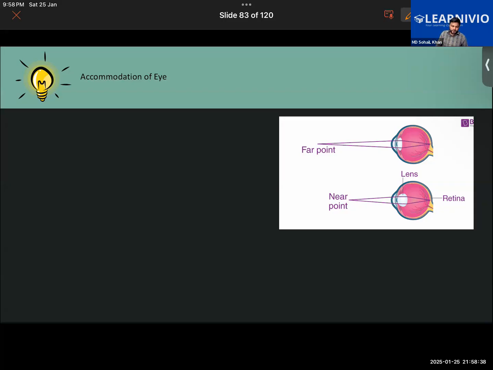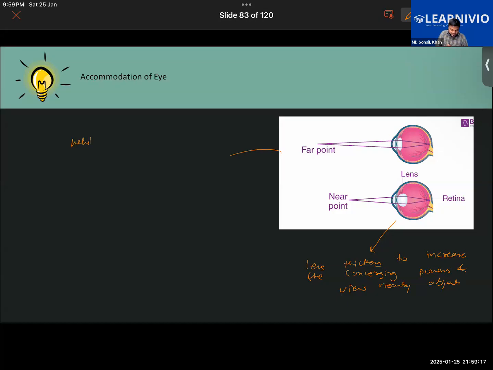Okay. Now, in this scenario, you're seeing that the lens thickens to increase the converging power and view nearby objects. So always remember, while you are looking at nearby objects, the lens becomes thicker to increase the focusing power, to increase its converging power. Got it now, everyone?